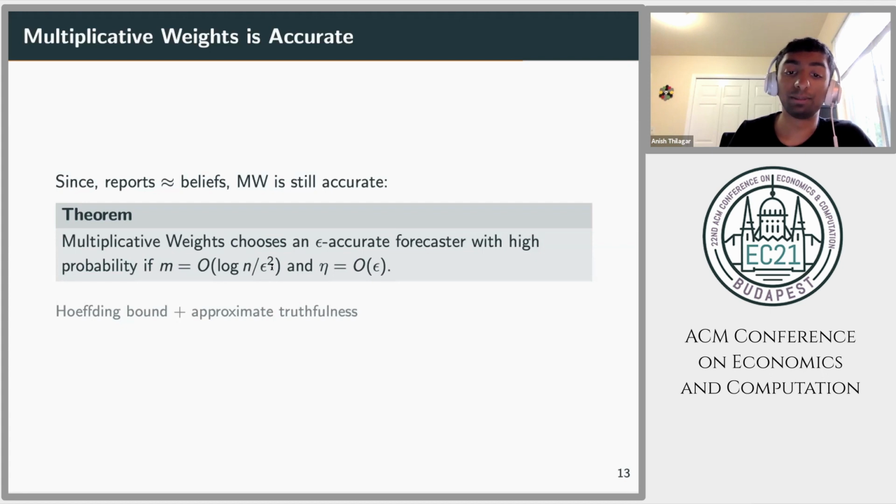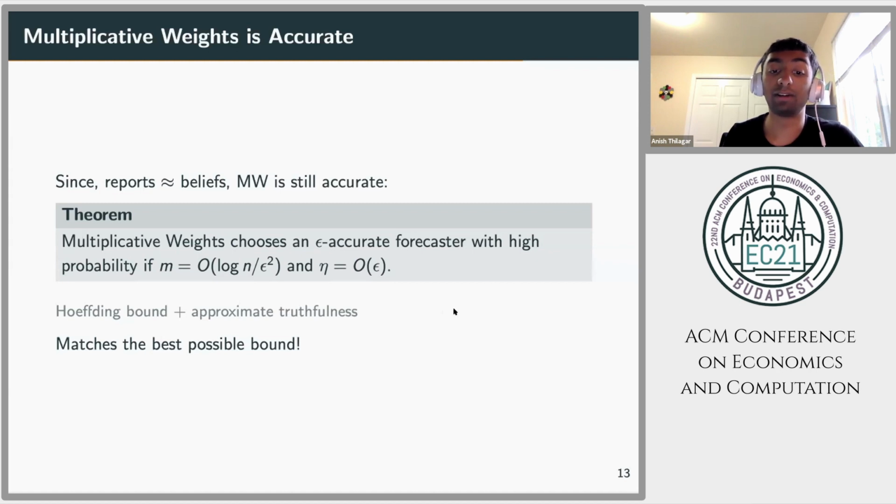So this is the exact lower bound we talked about before. This is the best we can do, which is pretty exciting, that multiplicative weights is actually optimal up to constants in this case. And the proof follows by using the Hoeffding bound combined with approximate truthfulness. And yeah, this matches the best. So that is basically the best we can do in this situation.